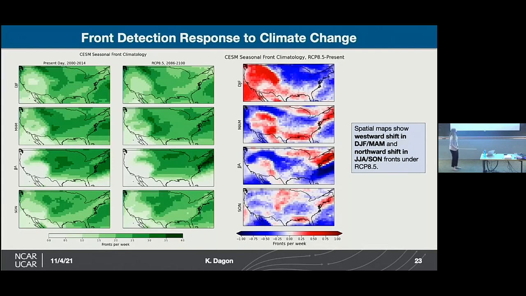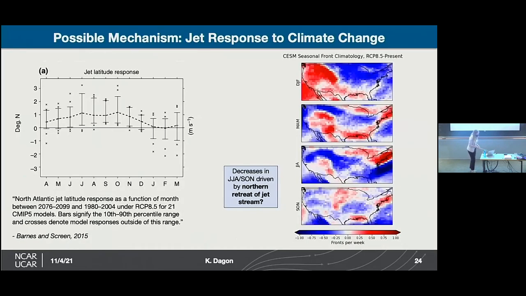So we wanted to understand what some possible mechanisms are here. Why is the climatology of fronts changing when we look across climate change? One idea we have is the jet response to climate change. This is a paper from Barnes and Screen in 2015, looking at the North Atlantic jet latitude response as a function of month in CMIP5 models, comparing end of the century, RCP 8.5, and more present day climate.